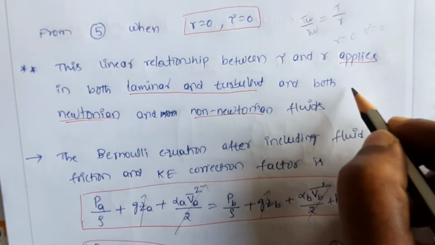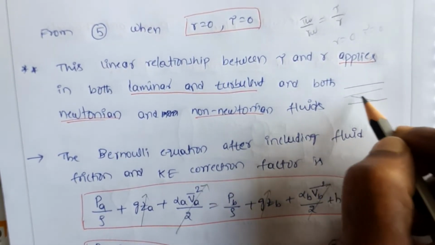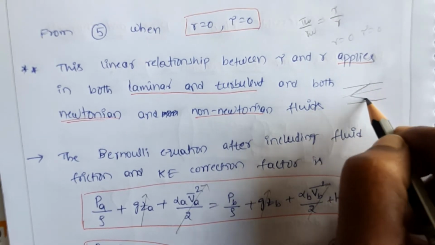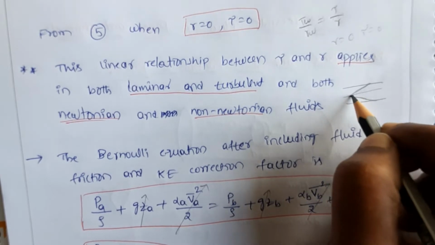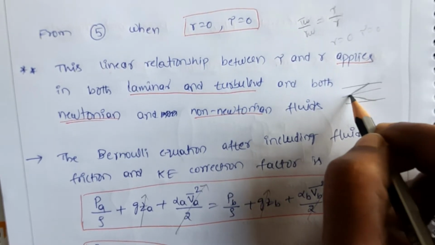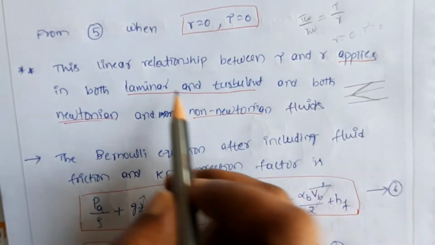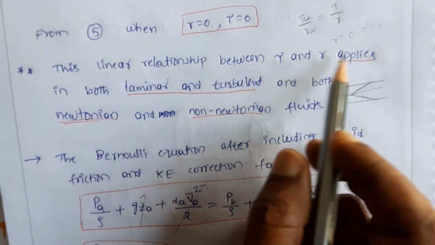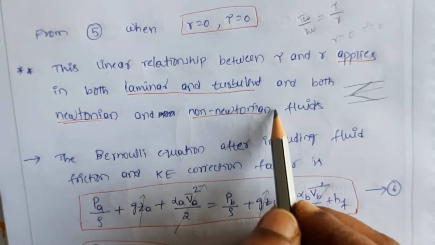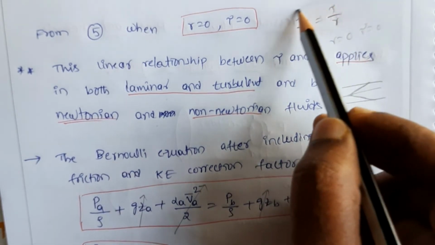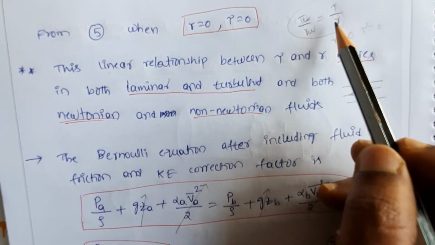So this distribution will be given like this. This is the shear stress distribution along the radius of the pipe. Here the shear stress is 0 at the center and it is maximum at the wall. This linear relationship between tau and r applies to both laminar and turbulent flow, and to both Newtonian and non-Newtonian fluids. This relation is valid for both laminar and turbulent as well as Newtonian and non-Newtonian fluids.